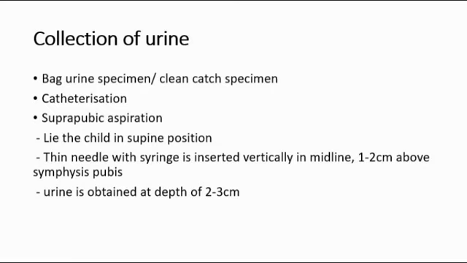And so how do we do this suprapubic aspiration? First, we lie the child in supine position on the bed. Then we insert a thin needle together with the syringe vertically in the midline, 1 to 2 cm above the symphysis pubis. And this can be guided with ultrasound to see the needle. And usually the urine is obtained at the depth of 2 to 3 cm of the needle.